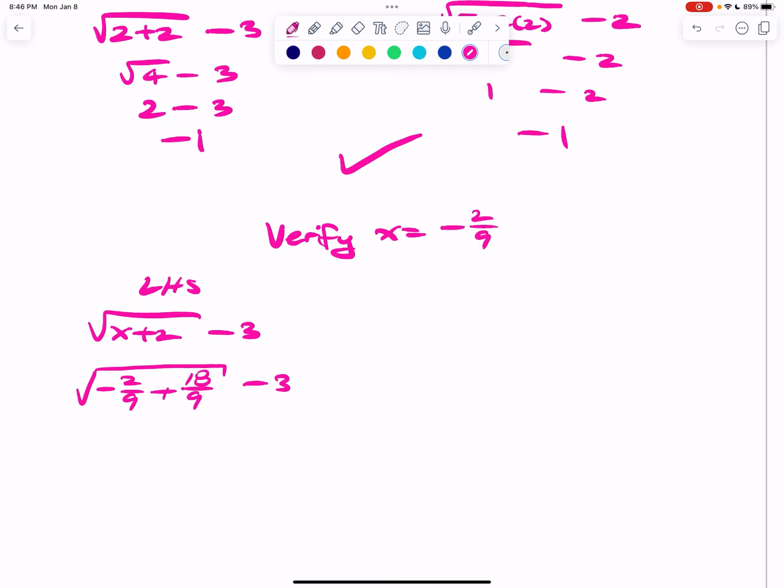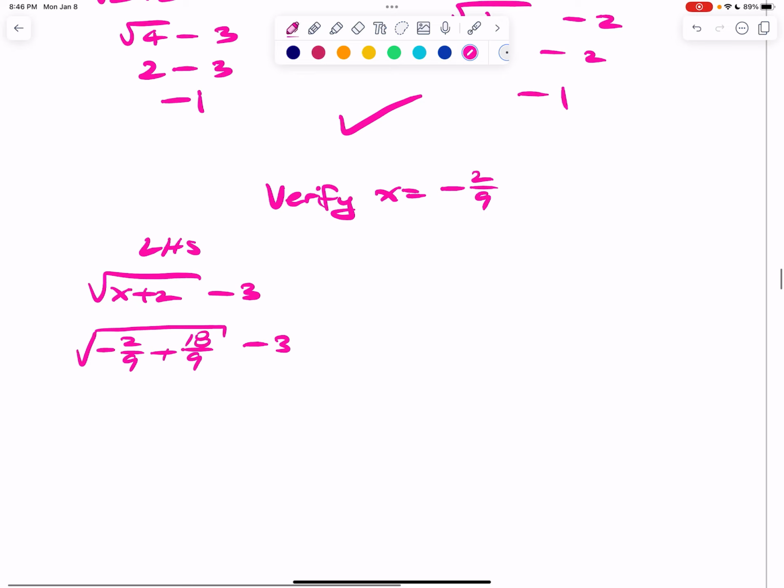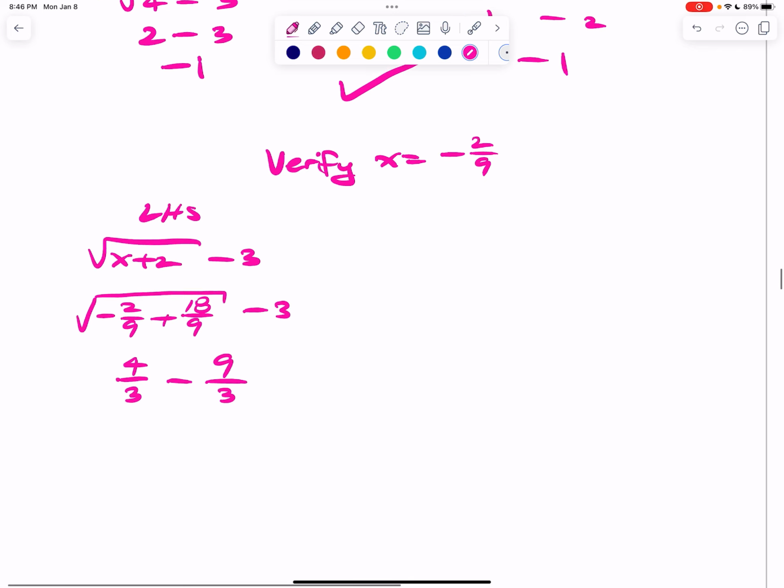And I'll subtract 3. So we've got the root of 16 over 9, which is 4 over 3, minus 3, and again, might as well get a common denominator here, which gives us negative 5 over 3.